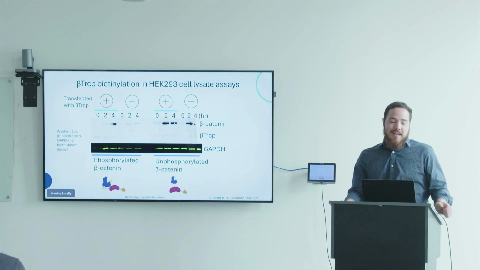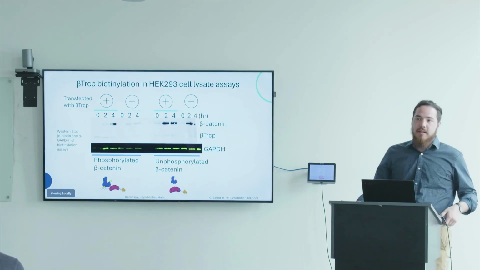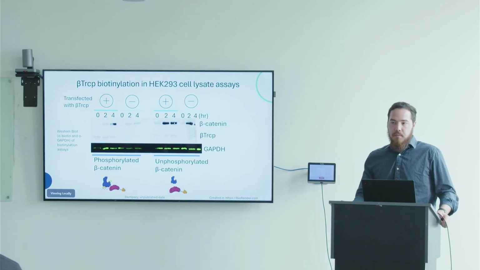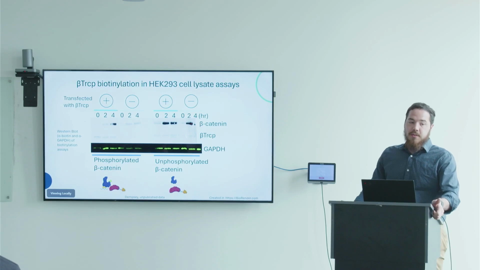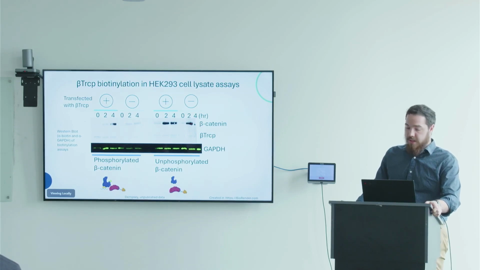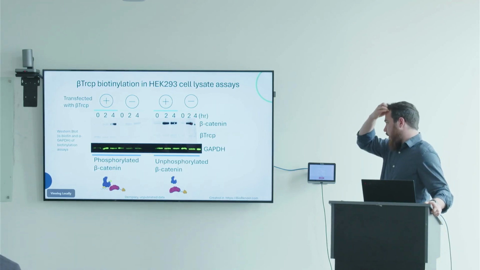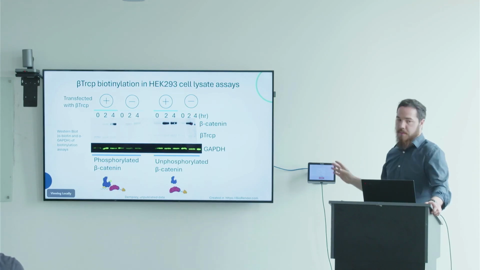We ran our next assay using HEK-293 cell lysates. This is kind of to look at a full screen of exposing it to all the soluble proteins in a cell to see if it interacts with any novel proteins and see if we can see any difference between phosphorylated beta-catenin and unphosphorylated beta-catenin. So the left side of the Western blot is our phosphorylated beta-catenin, and the right side is our unphosphorylated beta-catenin.